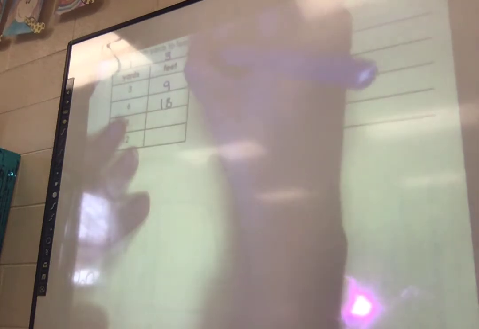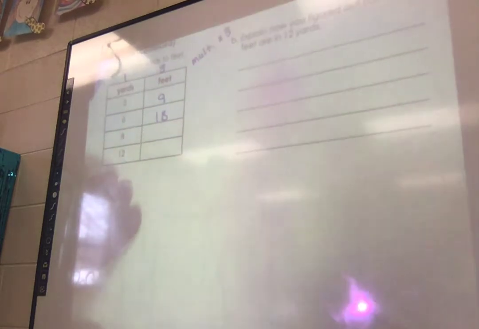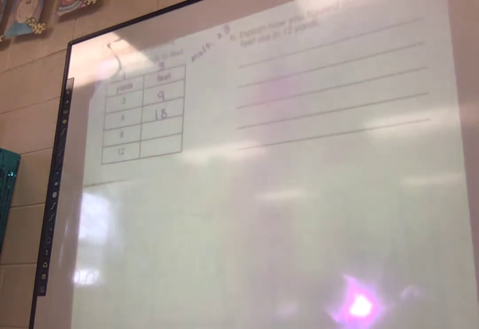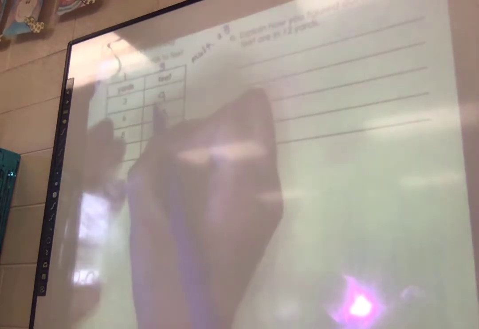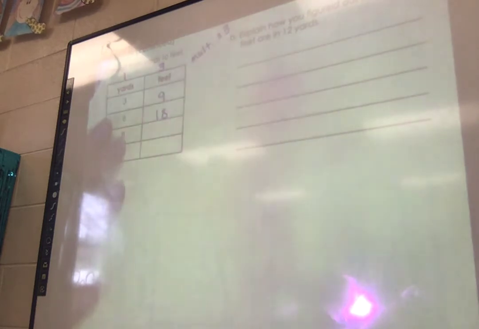What else could you do? So some of you are multiplying by 3. What else could you do, Christina? Skip count. Yes, skip count or add. Very good. So she's skip counting or adding. So she added 3 how many times? 3 plus 3 plus 3. On 6, she said 3 plus 3 plus 3 plus 3 plus 3 plus 3. She skip counted by 3s.